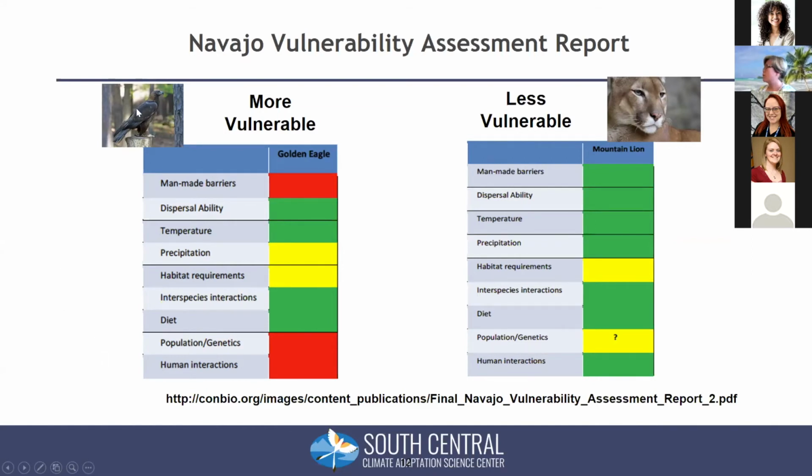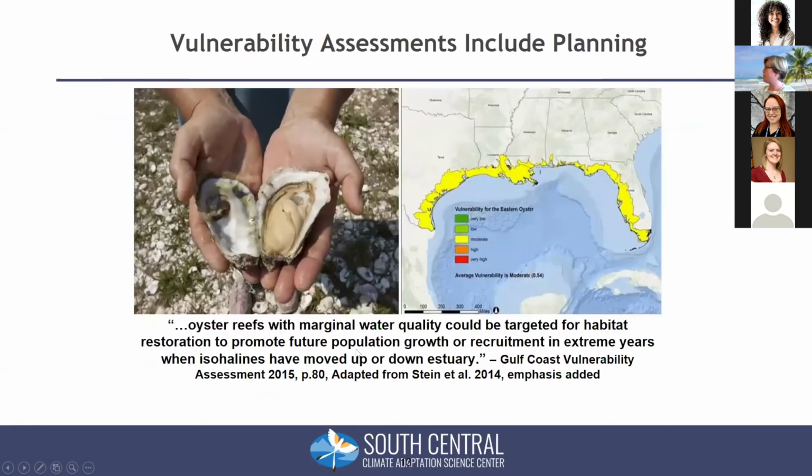And so if you have golden eagle, like we do here in Oklahoma, is it as vulnerable here in Oklahoma as it is out in Navajo region? And do you agree with the way they scored it? Things like that.